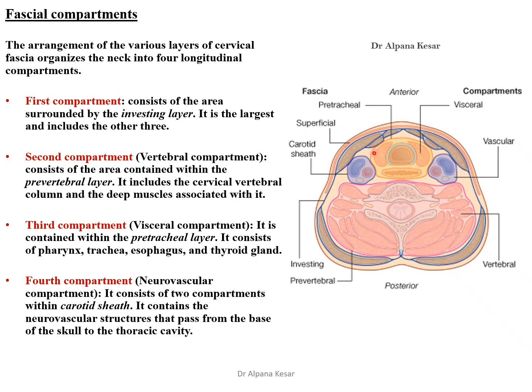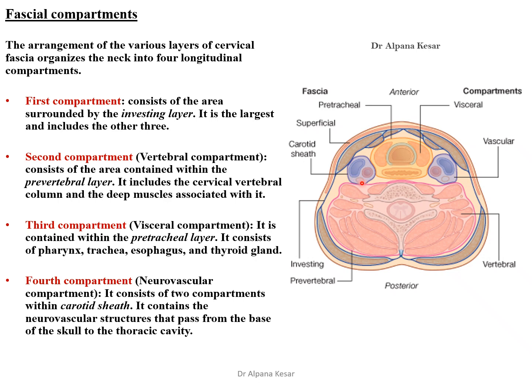The third compartment is the one which is surrounded by the pretracheal layer and is called the visceral compartment. It is called the visceral compartment because it contains within it all the viscera of the neck, that is pharynx, trachea, esophagus, and thyroid gland. The fourth compartment is called the neurovascular compartment.